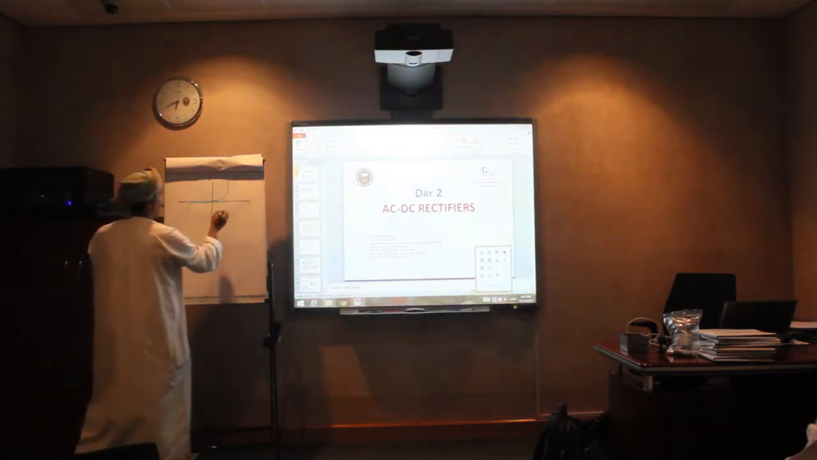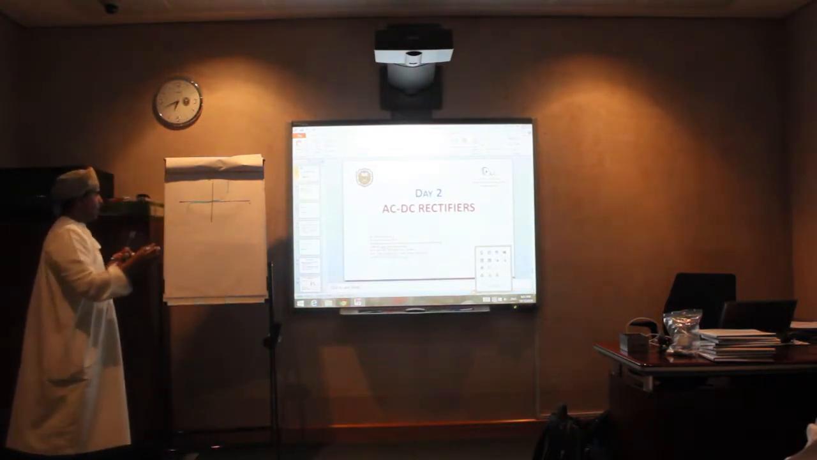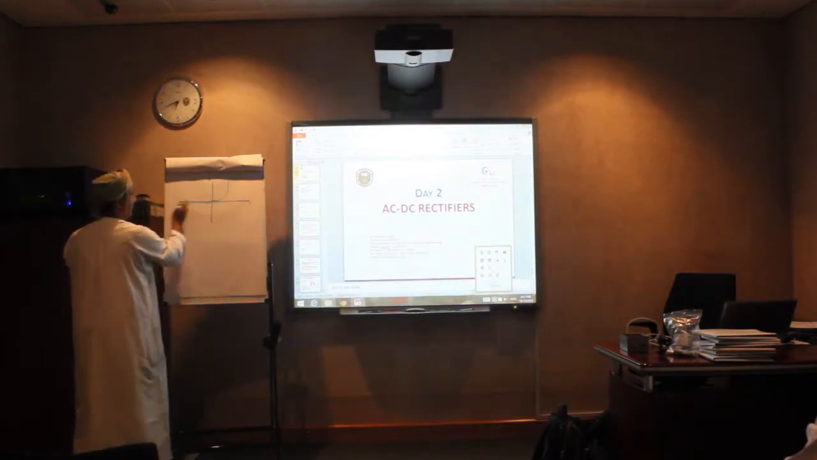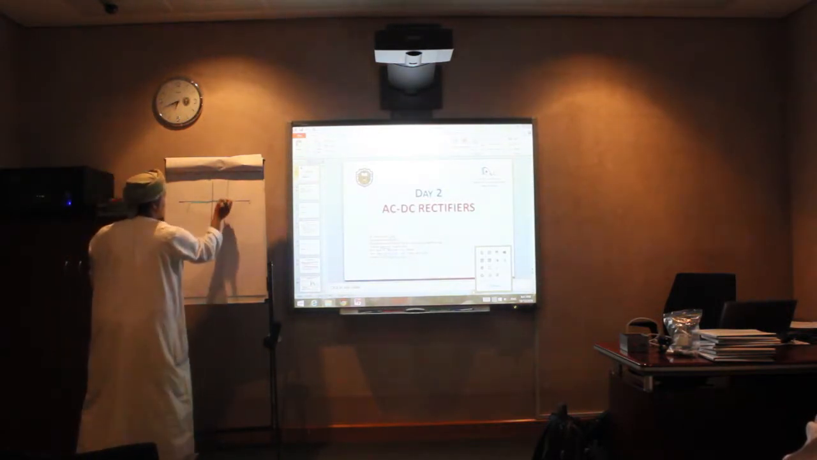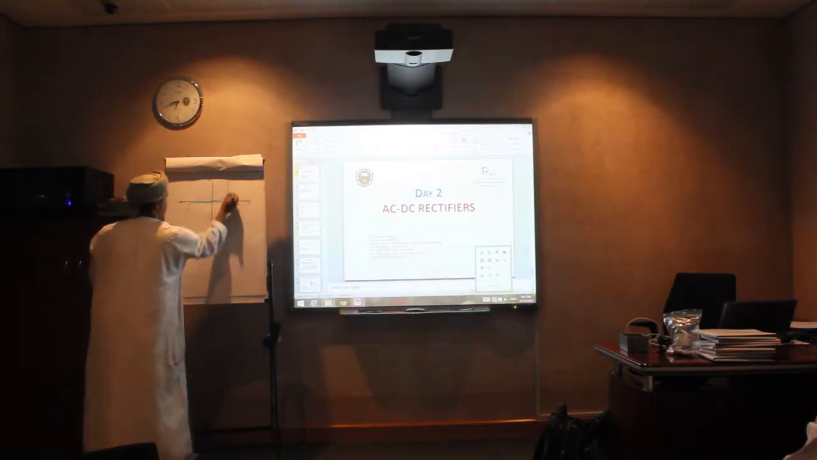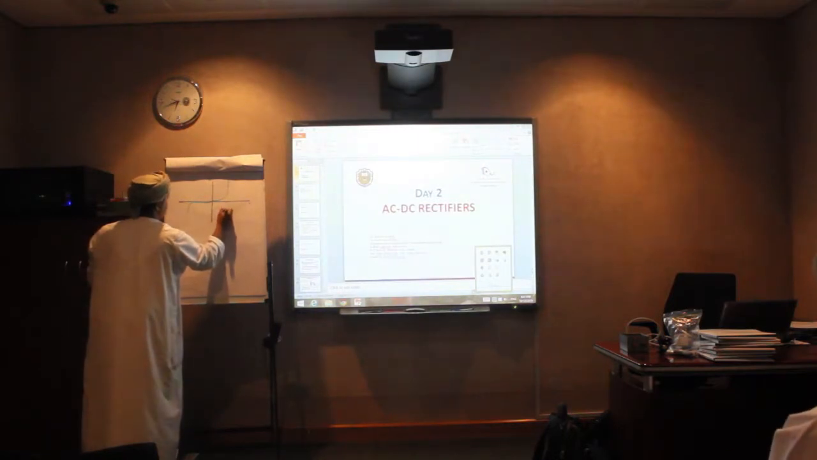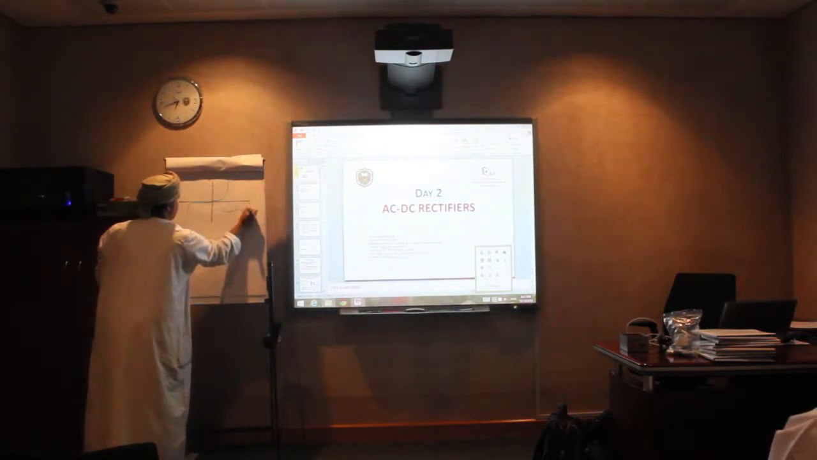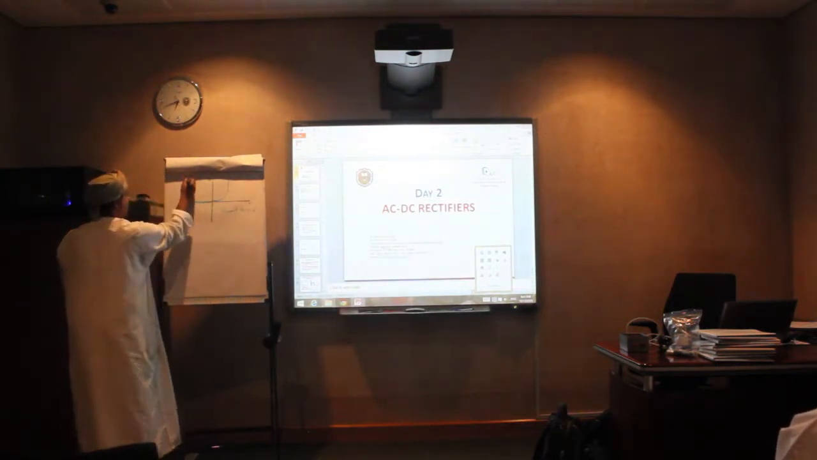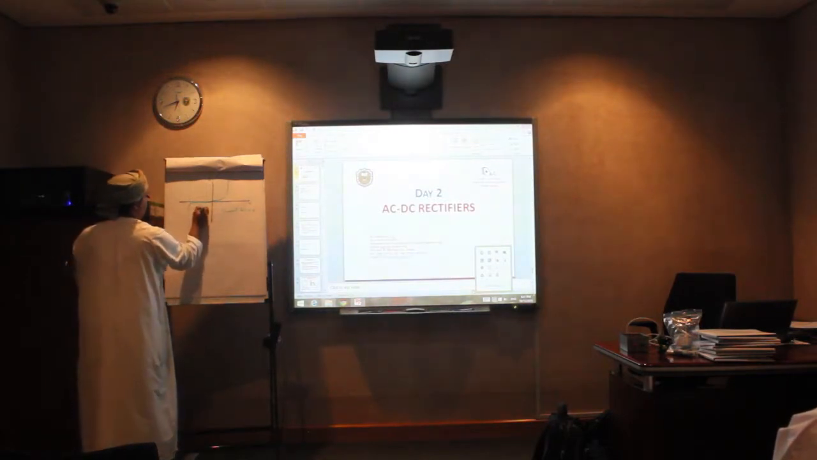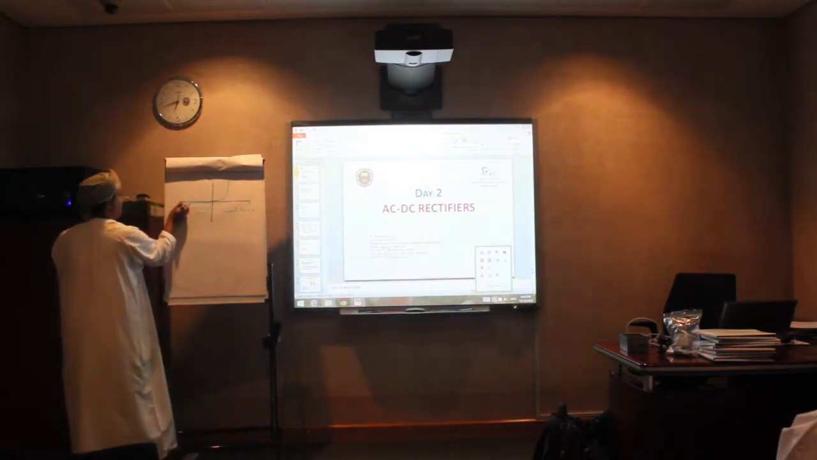Actually, the diode turns on when it's in forward bias. So here you can divide this into three areas. The first area, this one, is forward biased, where the diode conducts. Here is reverse biased, and the last one is the breakdown, where the diode may break down.